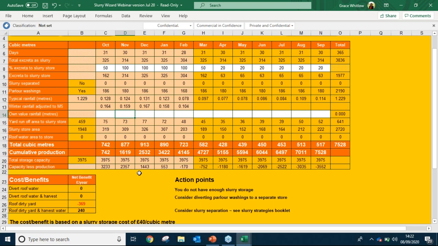So the next trick we could investigate is roofing the dirty yard, preventing rainwater getting on the dirty yard. Now the economics of this are not quite so straightforward, and it's suggesting here that the cost benefit for just putting the roof up is negative. In fact, it costs more to put a roof up than it does to store the material and spread it. However, if the water is harvested and you can save water coming from the mains, there is a minor benefit. So there's a questionable financial advantage there.